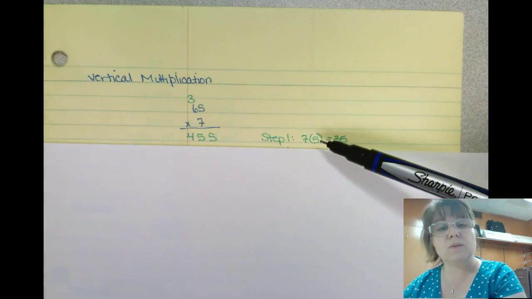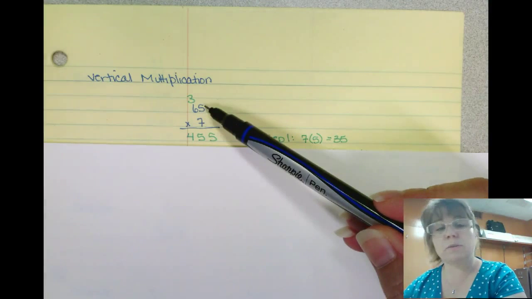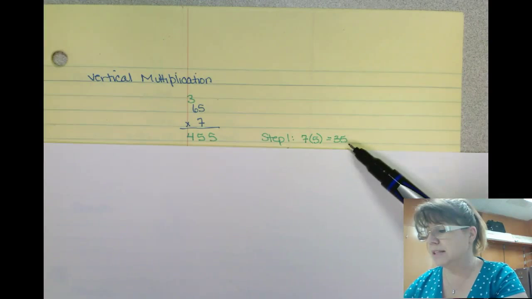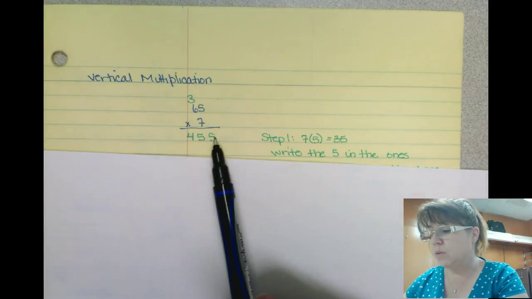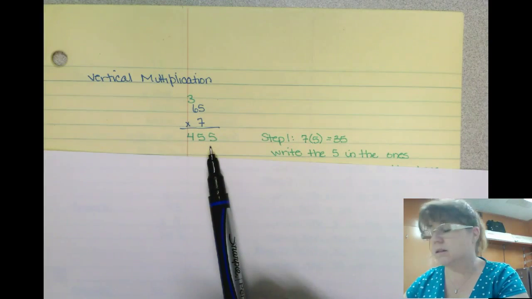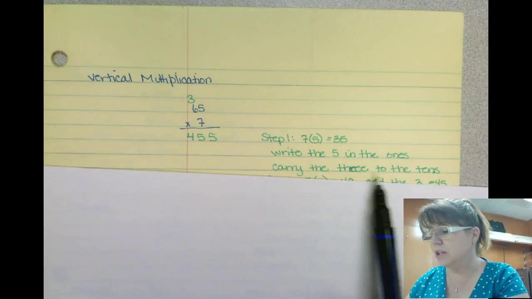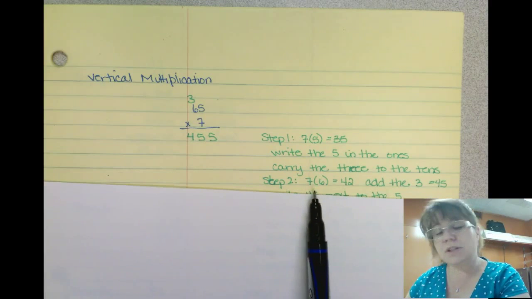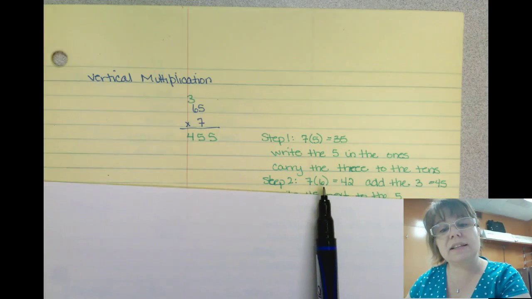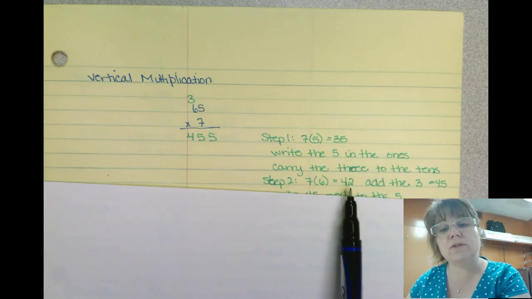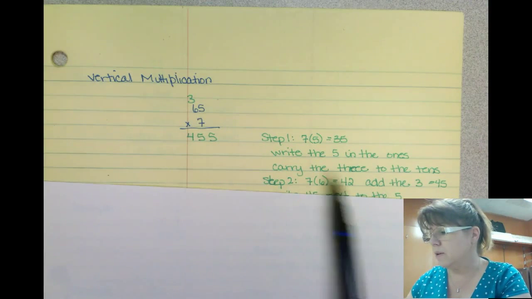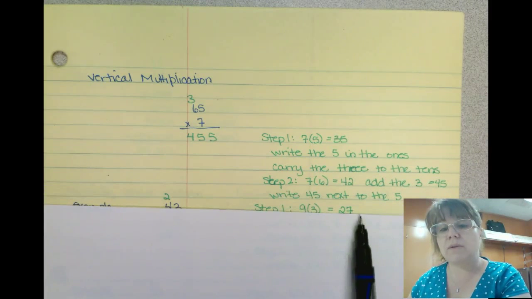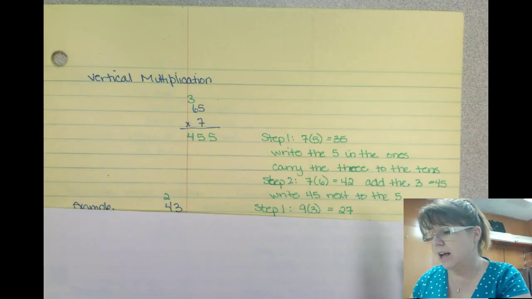The first step is we take the 7 and multiply it by the ones digit in the 65, which is the 5. That equals 35. We write the 5 in the ones place in our answer, and we carry the 3 to the tens column above the 6. Step 2 is to multiply the 7 and the 6. We get 42, but we have this 3 up here, and we need to add it to the 42 to get 45. And then we write the 45 next to the 5, and we're done.